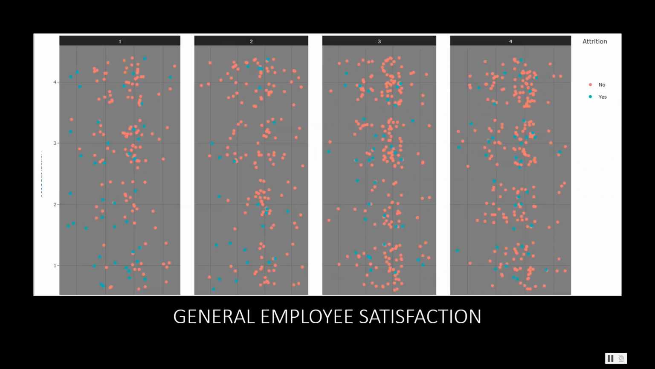And then this one shows general employee satisfaction. It's just a yes or no sort of binary chart as it correlates to satisfaction. Those members that stayed, those members that left. You'll see that the members that did leave, represented by blue dots, are pretty evenly distributed, with the majority of them being in the first facet. The 2 and 3 facets and the 4 facets seem to be pretty similar.